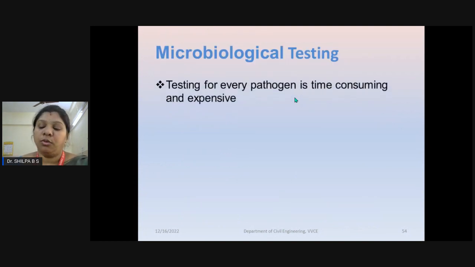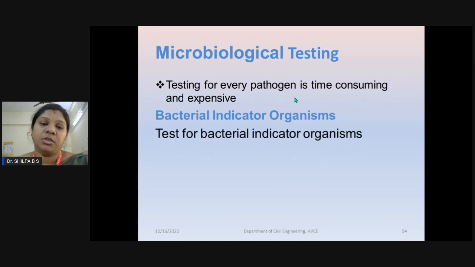So, to know whether the water contains these microorganisms or not, we need to carry out microbiological tests. Testing for every pathogen depends on what type of microorganism we need to test. Based on that, the time taken will vary, and most of these tests are expensive in nature. So generally for water, we most commonly do the bacterial test, which we call the bacteria as the indicator organism.